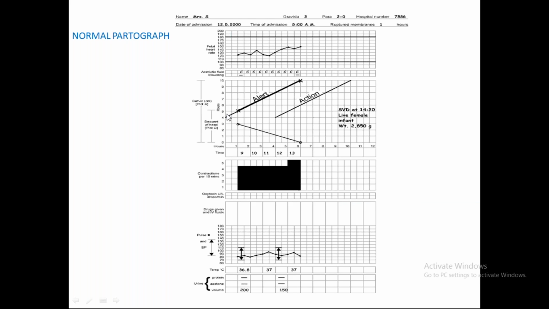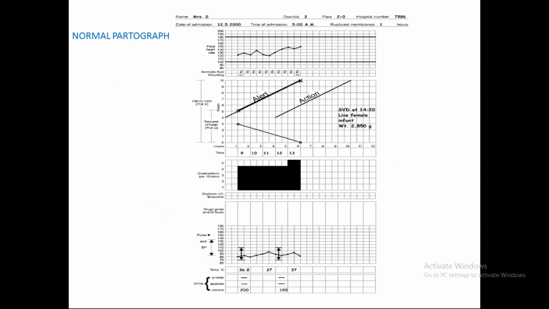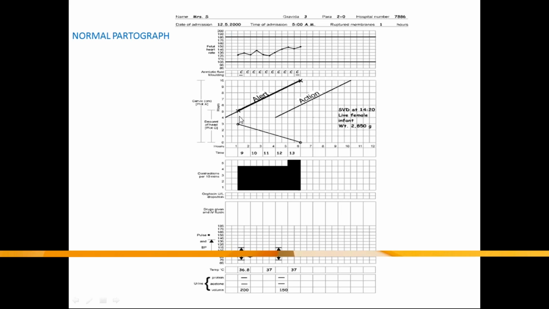See, this is 4 centimeters dilatation, and with full dilatation, that is 10 centimeters. This is the 10 centimeters. So we'll start with 4 and end with 10. The action line is drawn 4 hours to the right of the alert line. The interval of 4 hours is allowed to diagnose delay in active phase, and an appropriate intervention is done. So the action line is started 4 hours from the alert line.